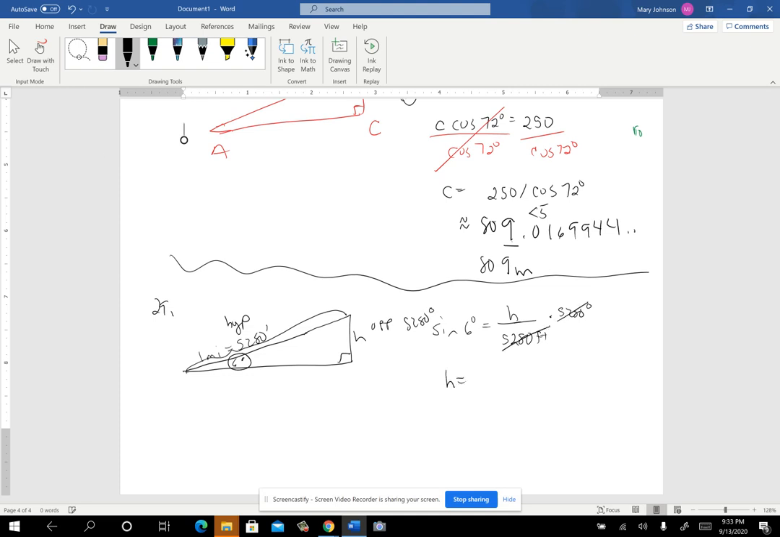And that's going to give me h, going to be 5,280 times sine of 6. And I don't know why I put a degree sign on that. I know better. Okay.